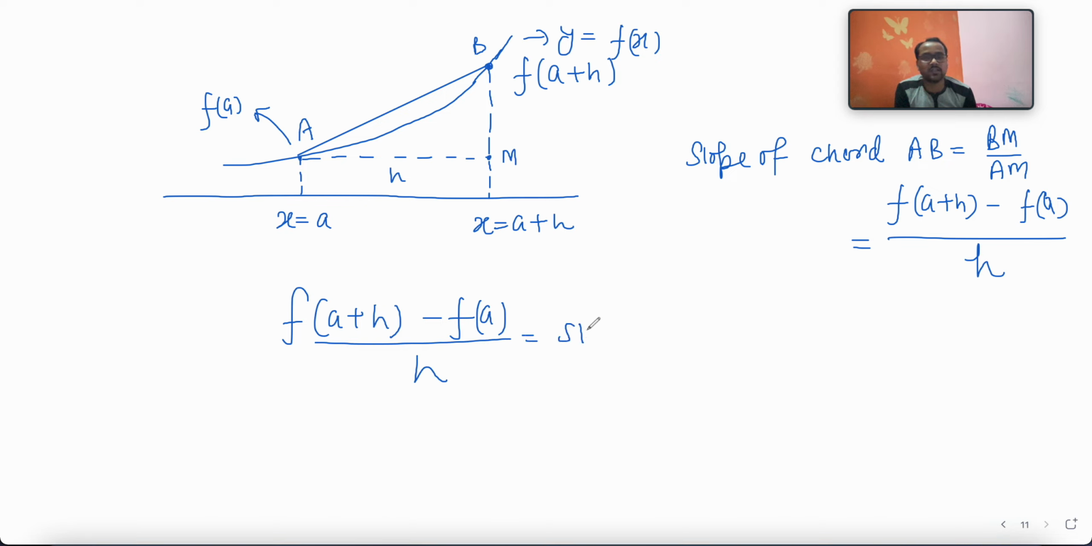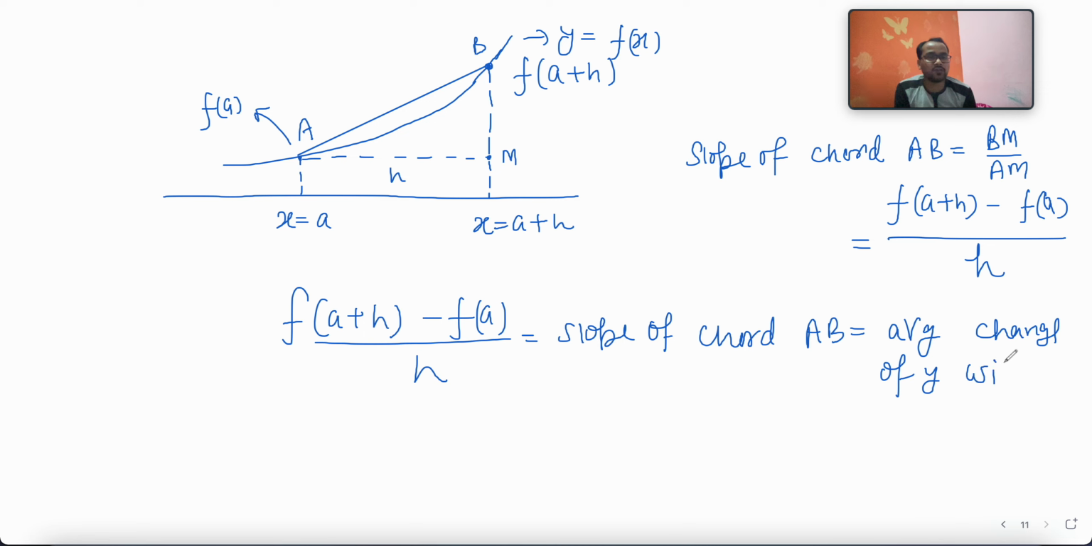So that's what? That is the slope of chord AB, or you can say that's average change of y with respect to x in the interval a to a plus h. Now we are interested to find instantaneous rate of change. That means we want to find f dash x. Okay, derivative.